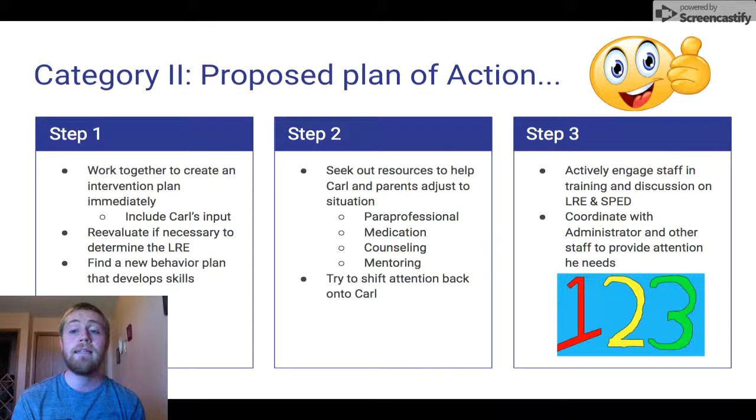And then finally, step 3, I would try to actively engage staff in training and discussion on what the least restrictive environment is and how special education should be handled. For years, it seems that their solution has just been to pull children with problematic behavior out of the classroom and put them in detention, which is not very productive. And then finally, coordinate with the administrator and other staff to provide the attention that he needs. So work together with everyone involved and truly create a plan that's best serving Carl.